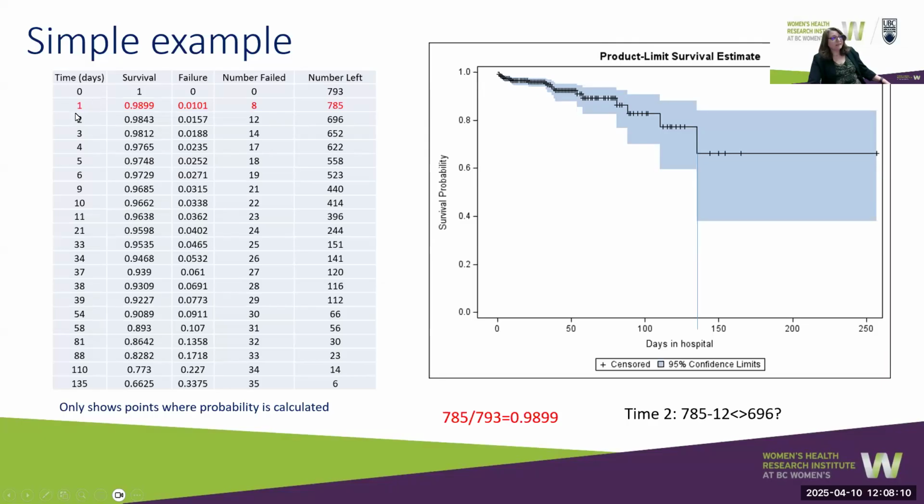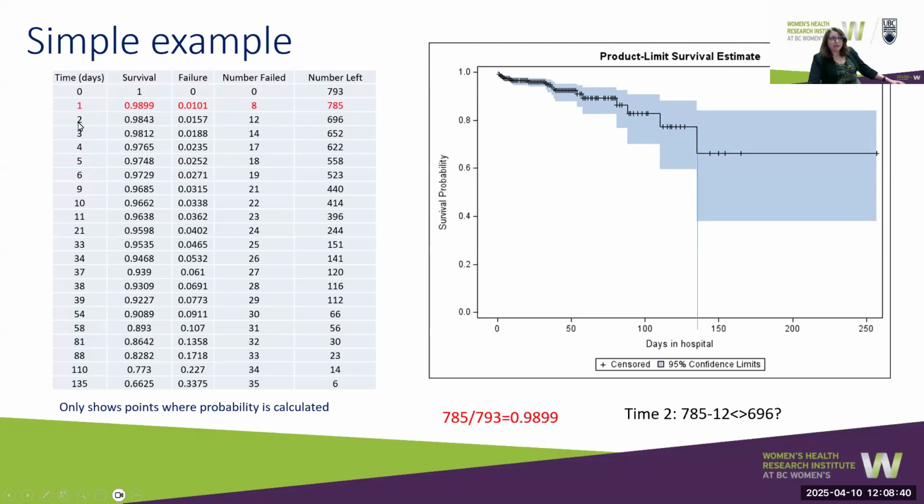So at day 1, 8 people failed. They probably had very severe injuries. They died almost right away. So 8 people died right away. Now the total number changed from 793 to 785. By dividing 785 by 793, we got the probability. This is the survival probability. And the probability of failure, in this case, is 1 minus the survival probability.